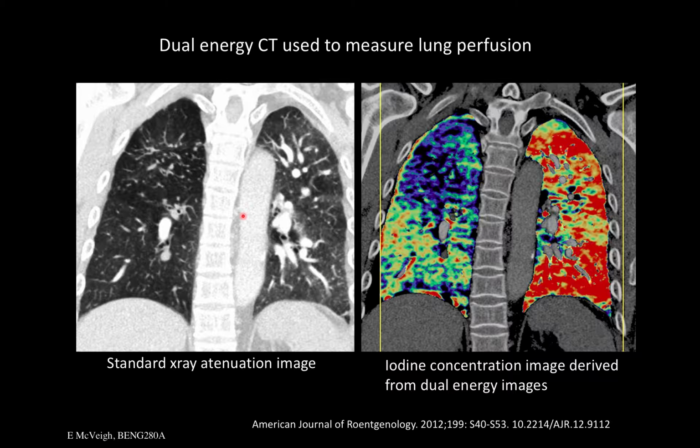So here's a standard X-ray attenuation image of a lung field, and you look at it and you say, there's something different about these two fields, right? Can anyone tell me what's different about the grayscale of these two fields?